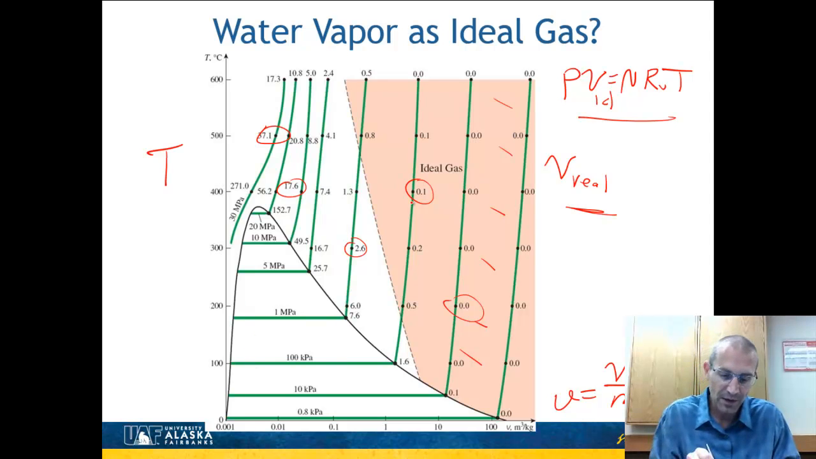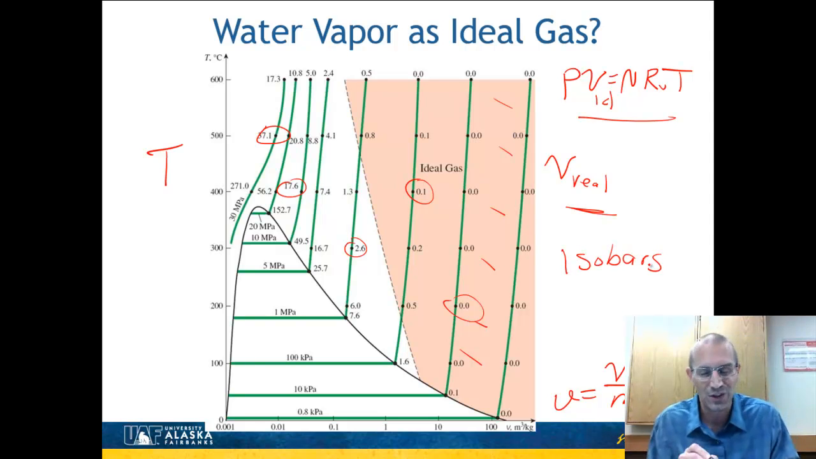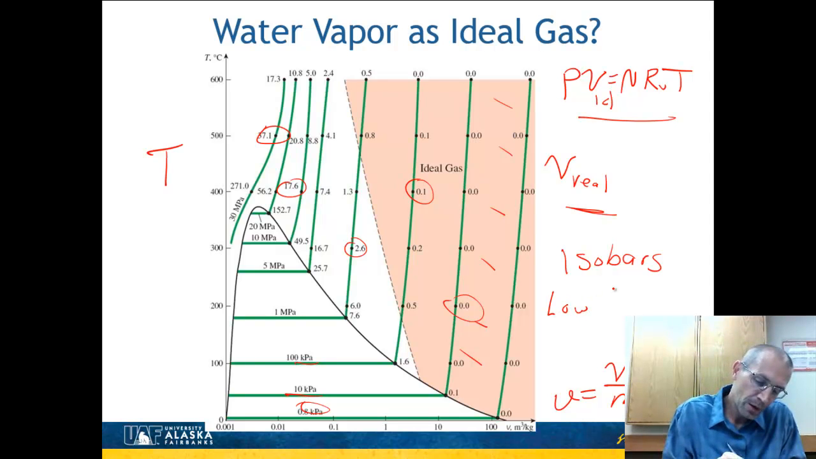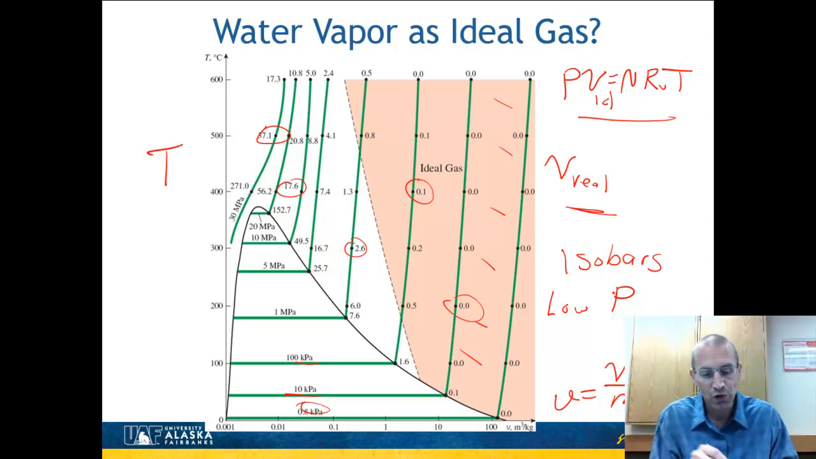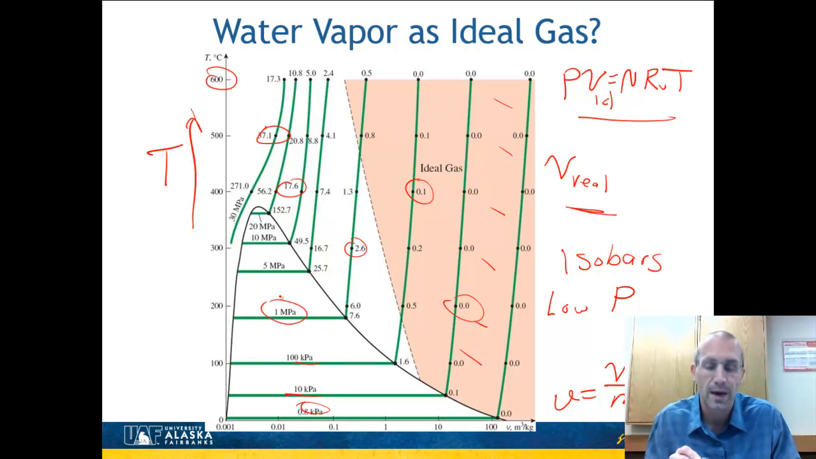These green lines, if you remember, are isobars, which are lines of constant pressure. The isobars over in the hatched region are like 100 kPa, 10 kPa, 0.8 kPa. Those are all low pressures. So if you have a low pressure gas, you can use the ideal gas equation. As you get to higher and higher temperatures, you can go to slightly larger pressures. For example, over here at 600 degrees Celsius, I can use a pressure as high as 1 megapascal with only 0.5% error.